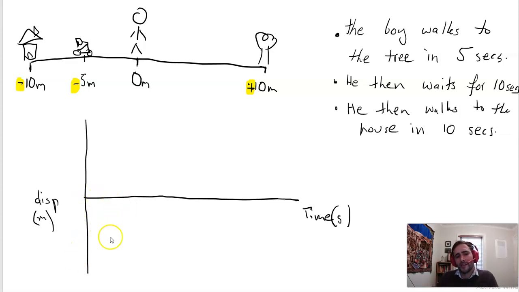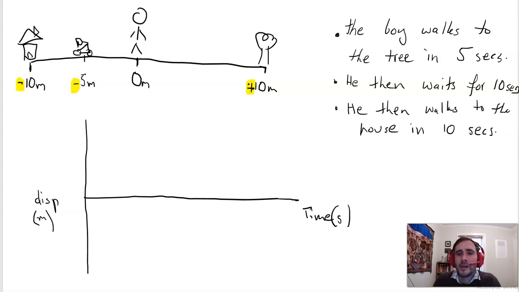Now, sometimes you don't need a negative part to the graph. It all depends on what's going on in the scenario. So, this boy walks to the tree in 5 seconds. He then waits for 10 seconds. He then walks to the house in 10 seconds. And we've got these distances here. You're not necessarily going to have to draw these graphs straight away. Today is really about interpreting them. But I think just building it up from the base will help you understand a little bit about what's going on.